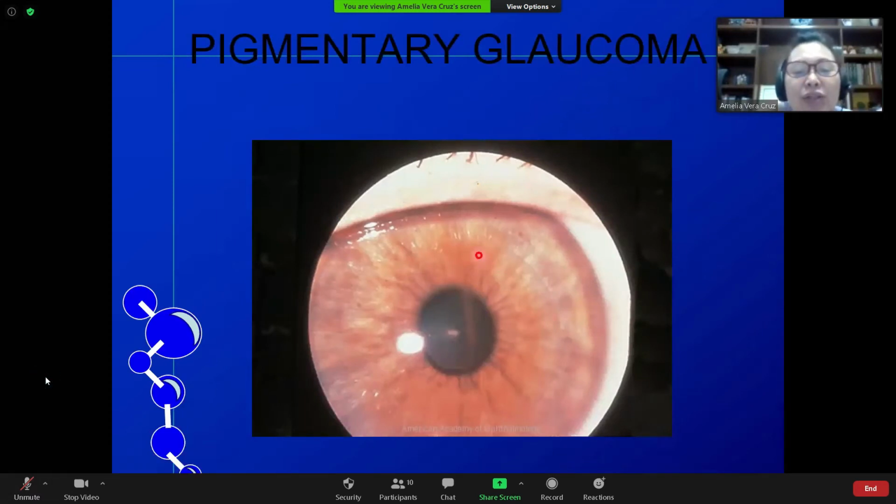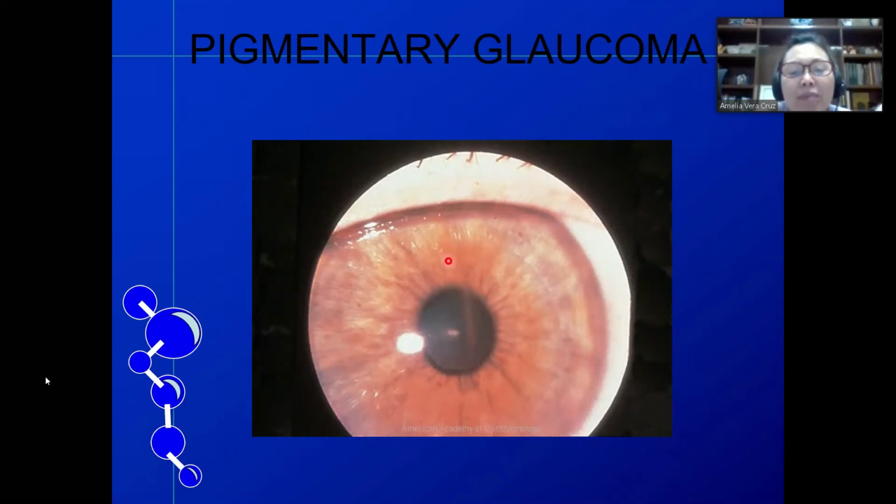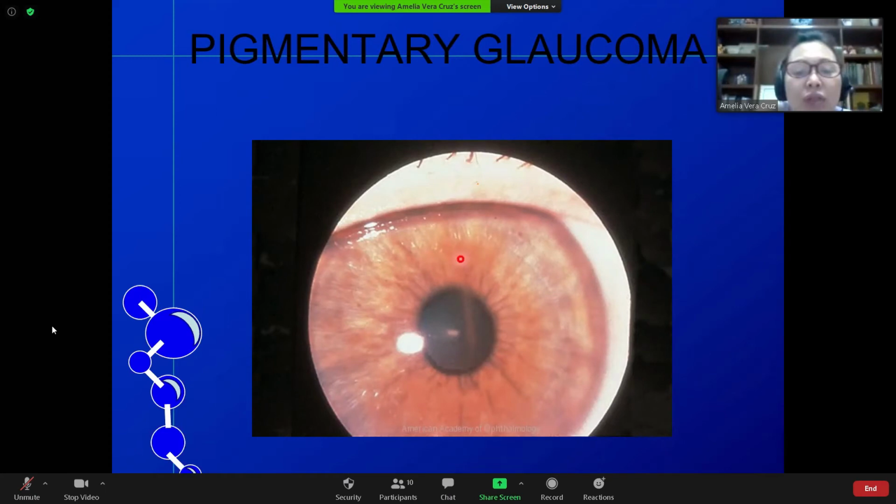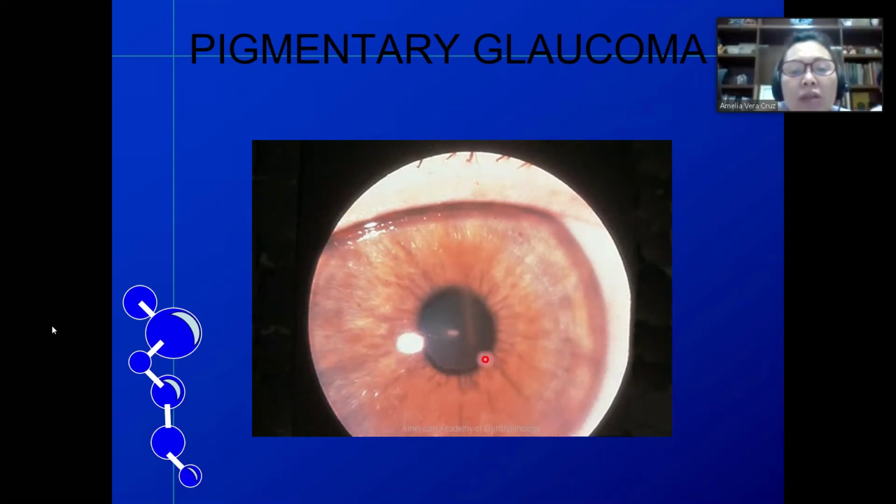This one, this is your Krukenberg spindle. Pigment deposition. Nakikita mo yan? Okay. In your endothelium. Yan, the Krukenberg spindle. And in the trabecular meshwork, makikita mo. Ito yung trabecular meshwork niya, ha? Ayan, maitim na maitim. It is completely covered with black pigments.